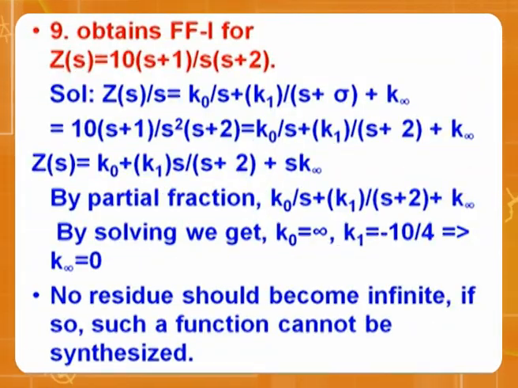Now I am continuing my number of problems, that is the ninth problem. Obtain form 1 for Z of s equals 10 into (s plus 1) by s into (s plus 2). So this is given, he himself said it is Z. Is it true that it is really Z?